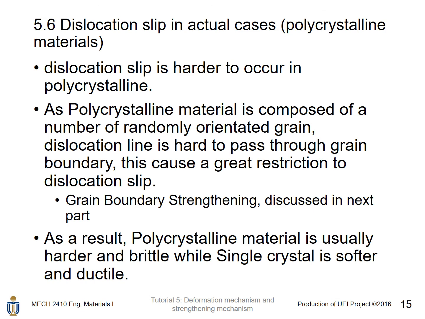Now consider dislocation slip in actual cases, which are definitely polycrystalline materials. Dislocation slip is harder to occur in polycrystalline materials, as they are composed of a number of randomly oriented grains. A dislocation line is hard to pass through a grain boundary, which places a great restriction on the dislocation slip mechanism. This led to the rise of a strengthening mechanism called grain boundary strengthening, which I will discuss in the next part. As a result, polycrystalline materials are usually harder and more brittle, while single crystal material is softer and ductile.